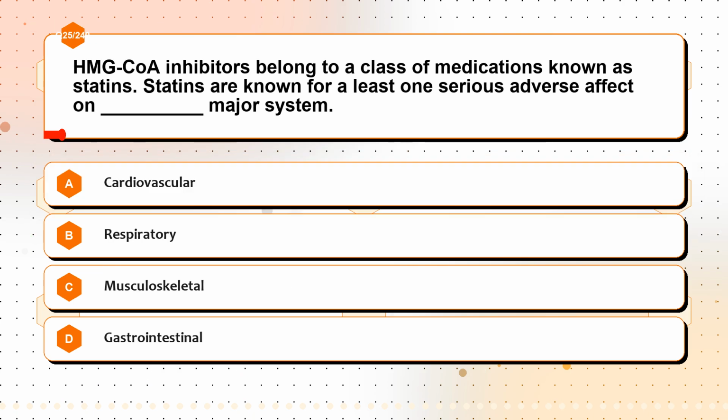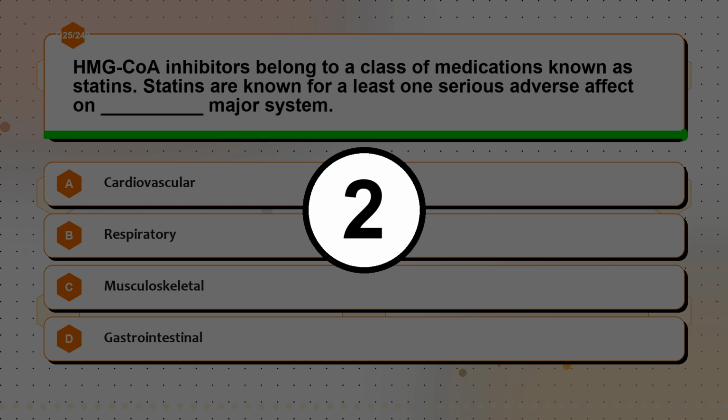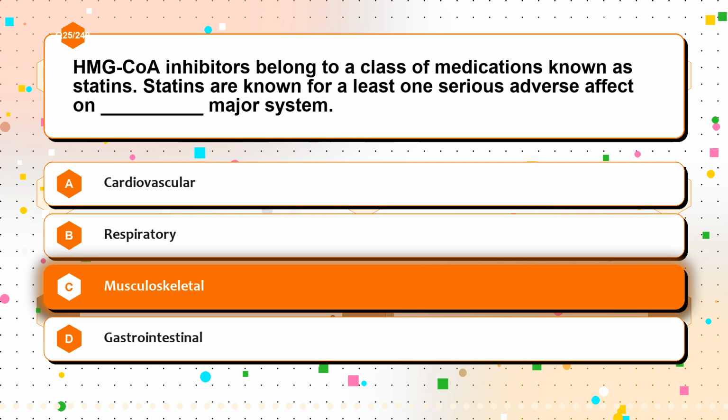Question 25. HMG-CoA inhibitors belong to a class of medications known as statins. Statins are known for at least one serious adverse effect on a major system. Here are the options. Option A, cardiovascular. Option B, respiratory. Option C, musculoskeletal. Option D, gastrointestinal. The correct answer is option C, musculoskeletal.